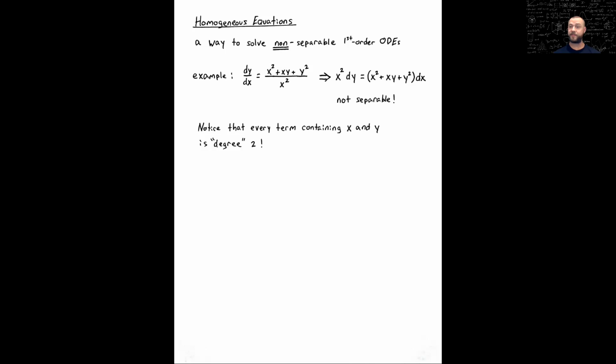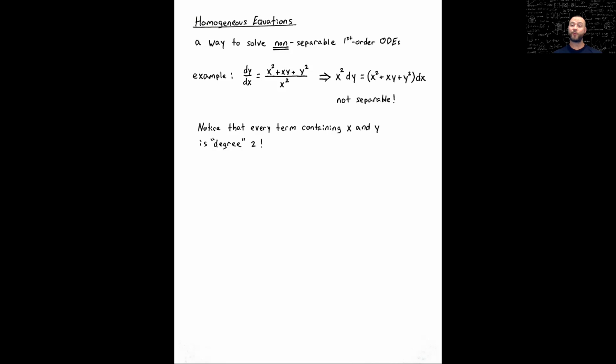On the left side, we have x squared multiplying dy. X squared is degree 2. And on the right side, in parentheses, we have x squared, degree 2, plus xy. We're going to be a little bit informal and look at that as having a degree 2 term, x to the 1 times y to the 1. Add the exponents, 1 and 1, that seems to be 2. So xy, we'll consider that also a degree 2 term. And then y squared is also degree 2.